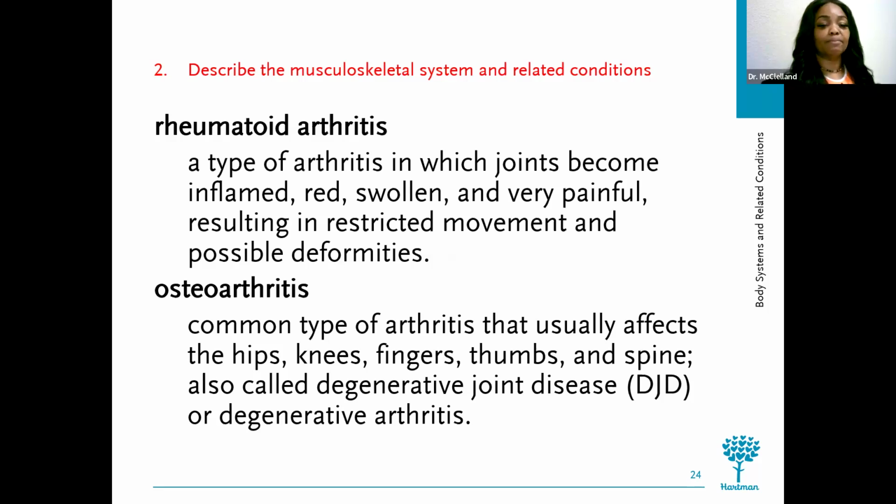Osteoarthritis is a common type of arthritis that usually affects the hips, knees, fingers, thumbs, and spine, also called degenerative joint disease or degenerative arthritis. Make sure you know the difference.